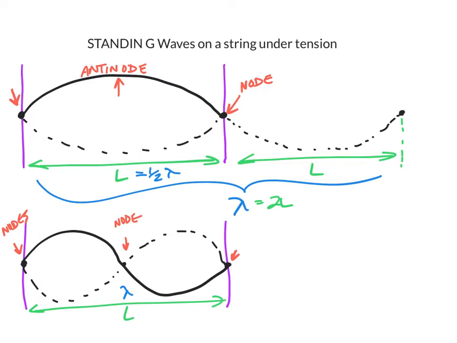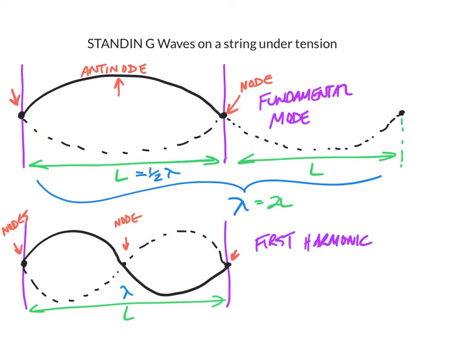So up here, if you remember, they called this one the fundamental mode. So you have modes and nodes, and then we have our first harmonic down here. So the fundamental mode is one big standing wave. It's the easiest, simplest one to pay attention to. All right.